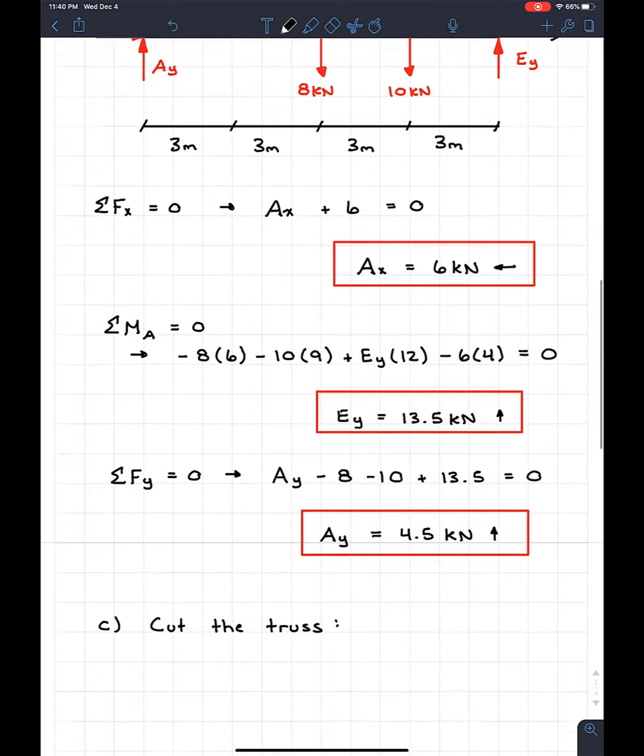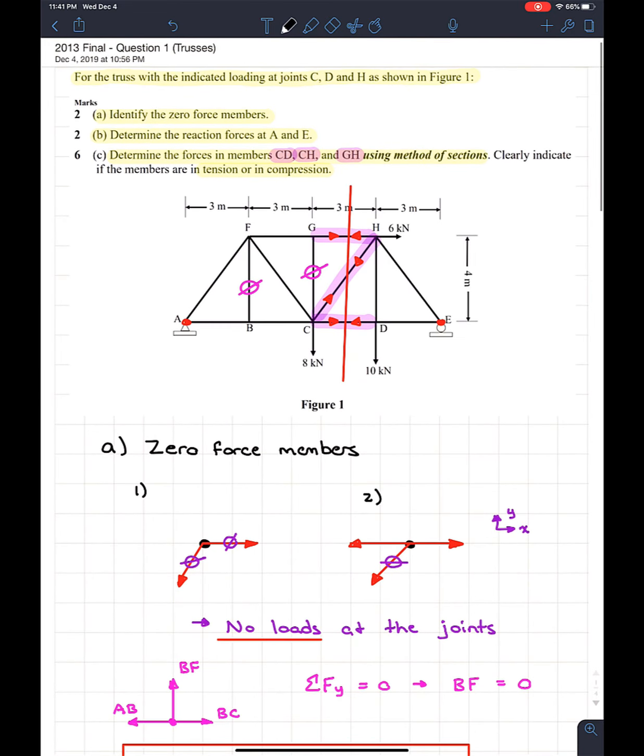You can't just say cut the truss and then start doing equilibrium equations on the figure 1 that they give you. They're not going to give you marks for that. They're going to see your new free body diagram after you cut the truss. So the way I like to draw the free body diagram after I cut the truss is I'm going to draw the members that I didn't cut.